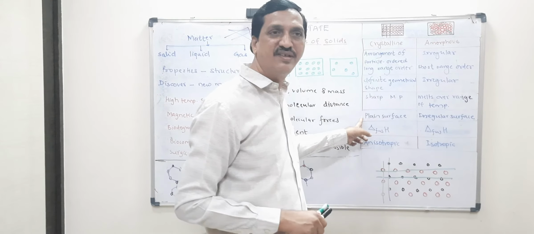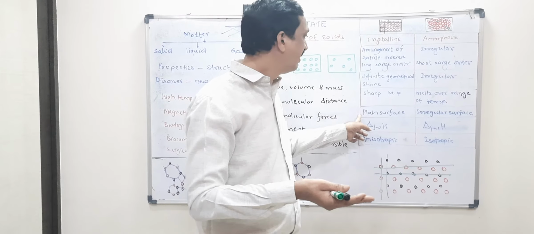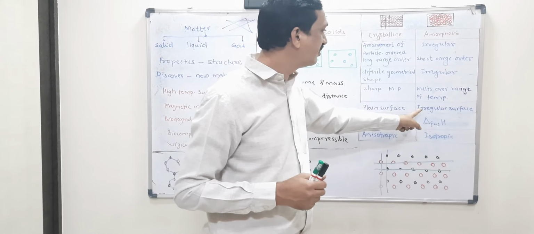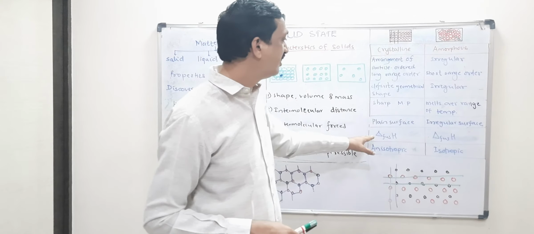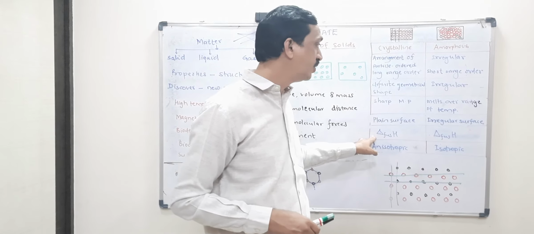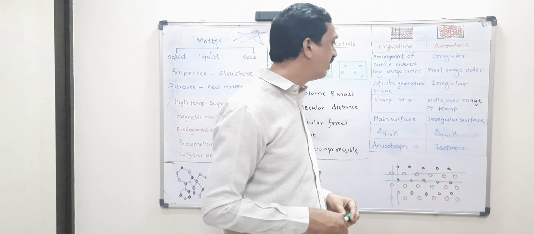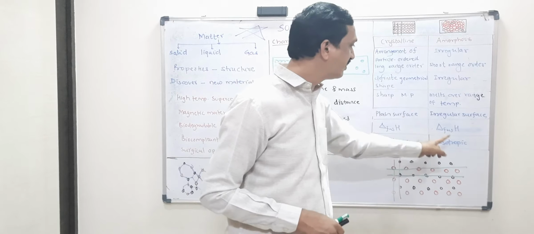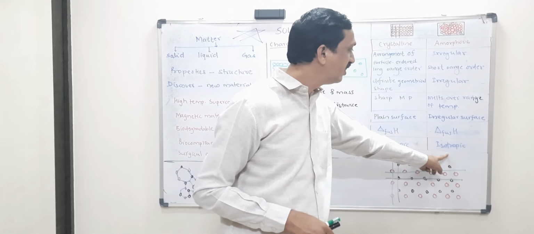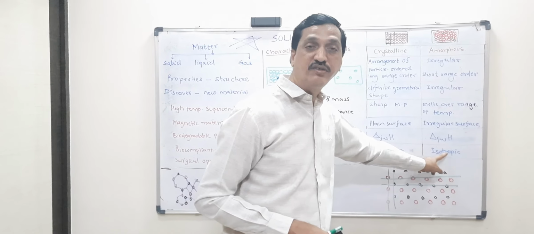Crystalline substances, if they are cut, give plane surfaces. Fragments give plane surfaces, and amorphous substances give irregular surfaces. Crystalline substances have a definite enthalpy of fusion. Amorphous substances don't have a definite enthalpy of fusion. Crystalline substances are anisotropic, amorphous are isotropic, meaning if direction changes, the value of the property does not change, that is isotropic.